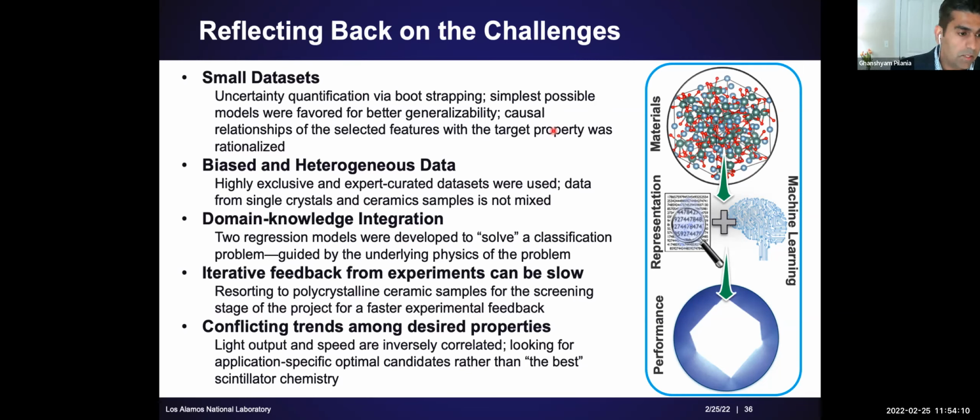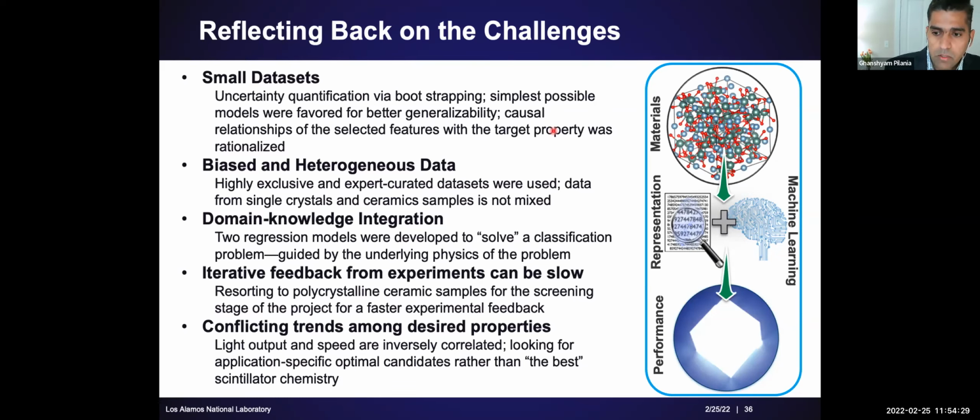Iterative feedback from experiments turned out to be extremely slow for single crystals, so we had to resort to ceramic pellets. We established that ceramic pellets can be used as an effective proxy for single crystals during sintering stages before we move on to the actual single crystal synthesis.